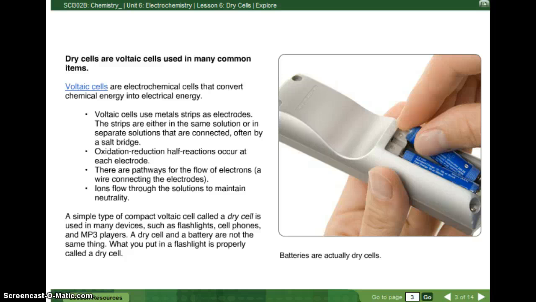A simple type of compact voltaic cell called a dry cell is used in many devices such as flashlights, cell phones, and MP3 players. A dry cell and a battery are not the same thing. Even though in real life we call them batteries all the time, chemically that's not the correct definition. What you put in a flashlight is properly called a dry cell. So we have AA dry cells, AAA dry cells, D dry cells. Even though we call them all batteries, they're technically dry cells.